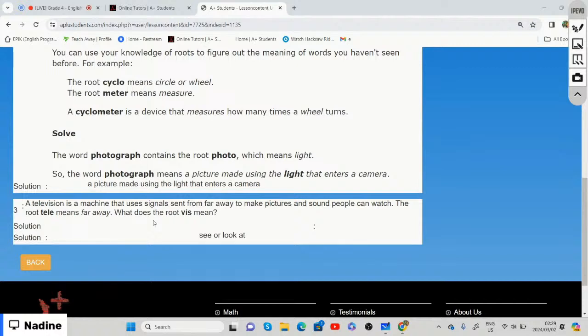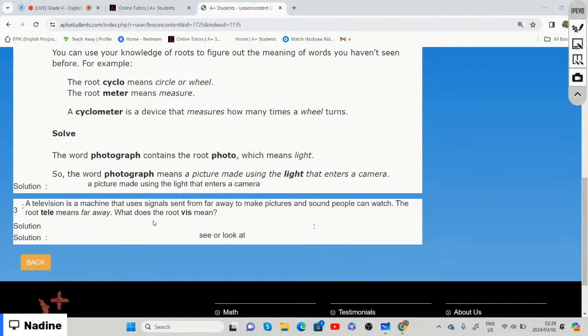So a television, if we look at the whole word after we have broken it down, the root tele, which is far away, and vis, right? Then it means to see or to look at, and that is television. It's to see or to look at.